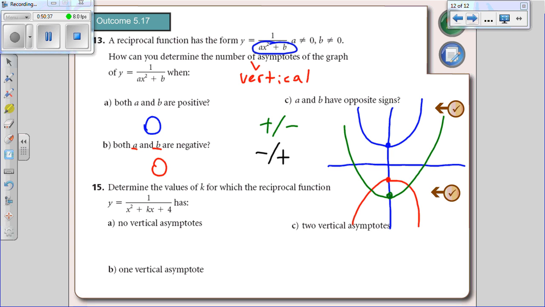You have a negative A. Which way are you opening up? Downwards. You have a positive B. Where is your y-intercept? So it's up here somewhere. So how many asymptotes do you have? 2. So your answer for C would be 2 asymptotes.